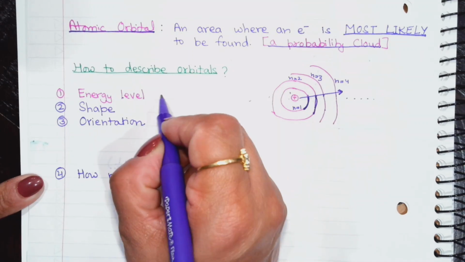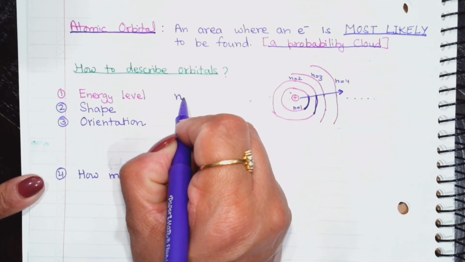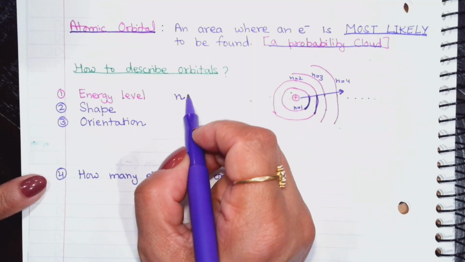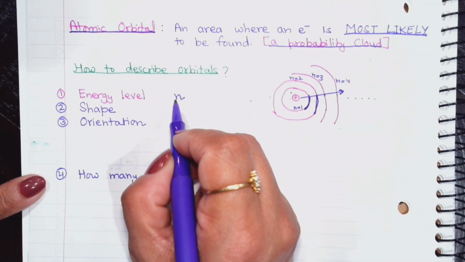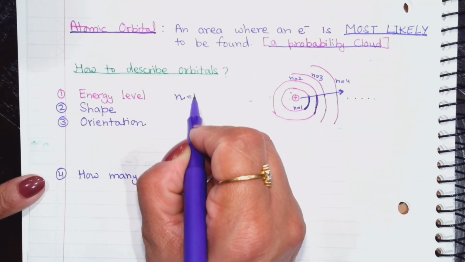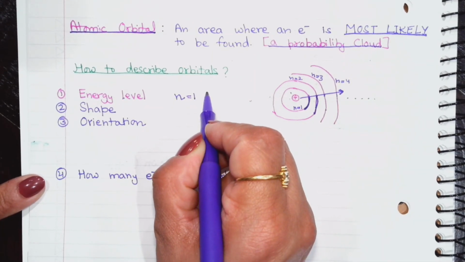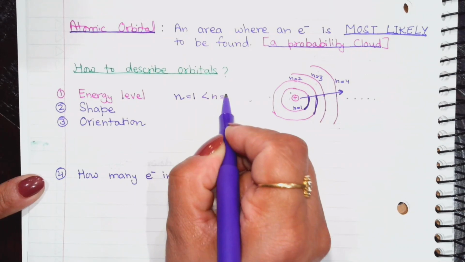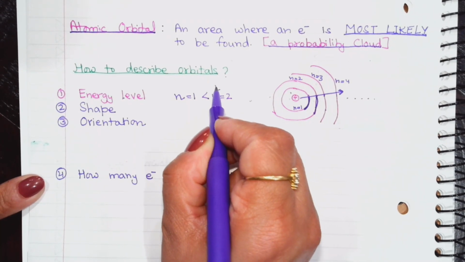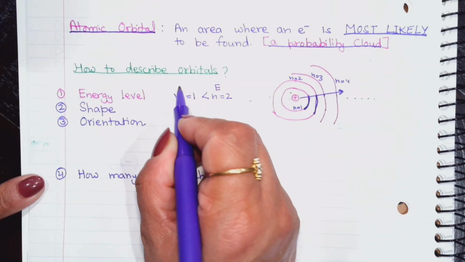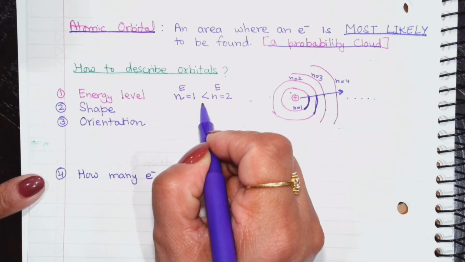So energy levels are denoted by a lowercase letter n. This comes from the principal quantum number, right? So n equals 1 will have lower energy than n equals 2. The energy of n equals 2 will be greater than the energy of n equals 1, right?